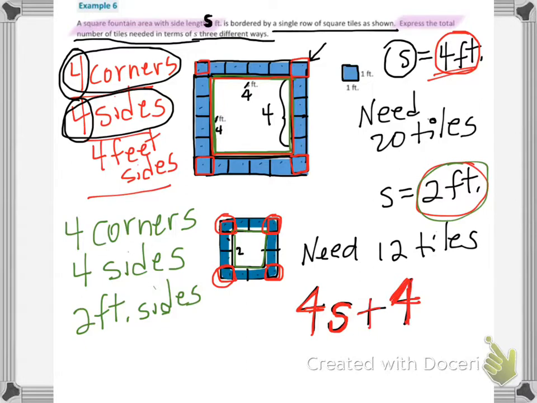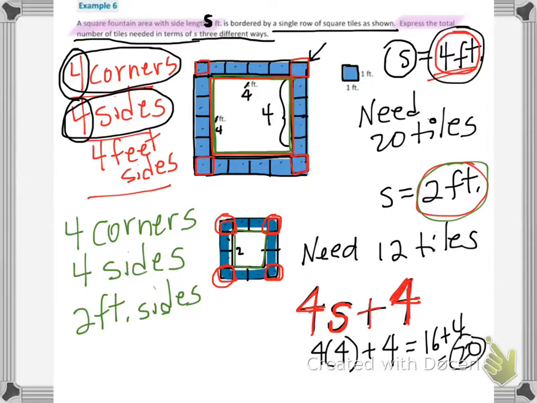Let's prove it by plugging in some values. Let's plug in 4 for s up here. So 4 times 4 plus 4. 4 times 4 equals 16, and 16 plus 4 equals 20. And yes, that is exactly what we got up here.